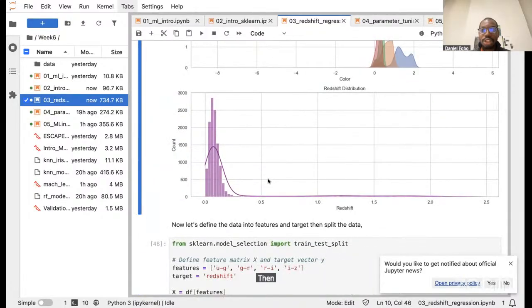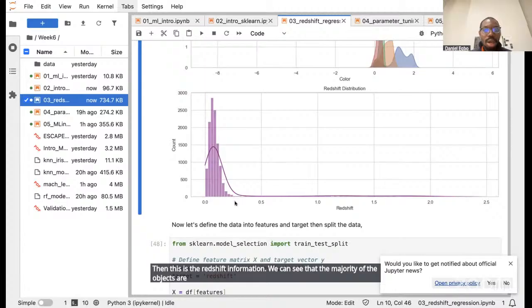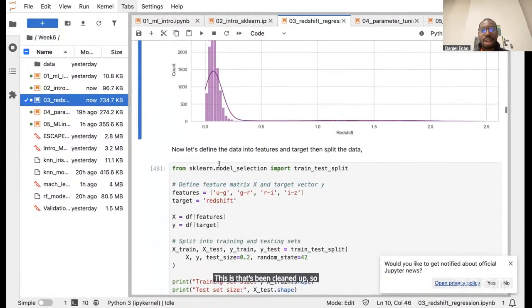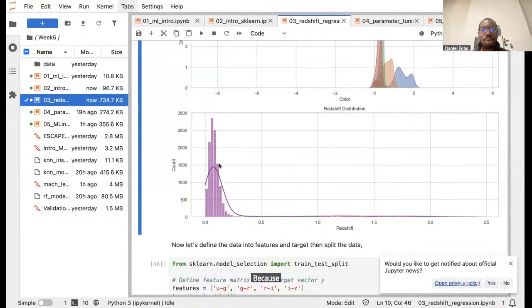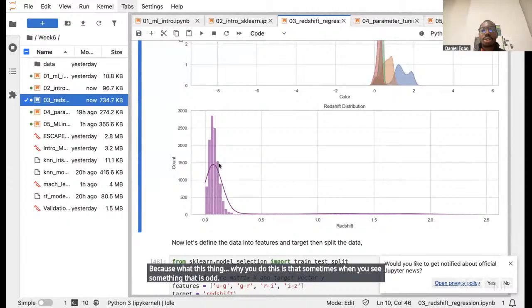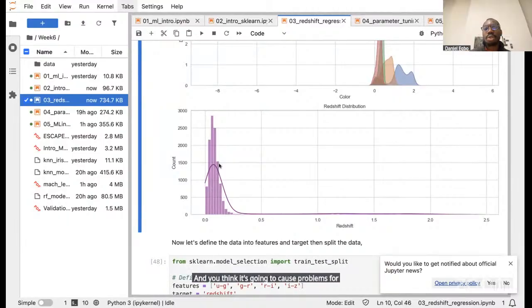Then this is the redshift information. You can see that the majority of the objects are within 0.25 redshift. This data has been cleaned up. So these are just basic visualizations. Why you do this is that sometimes when you see something odd, and you think it's going to cause problems for you, you can also drop them.